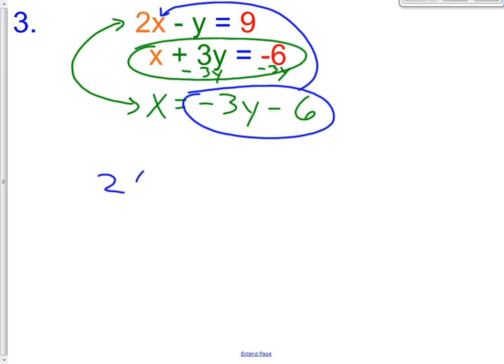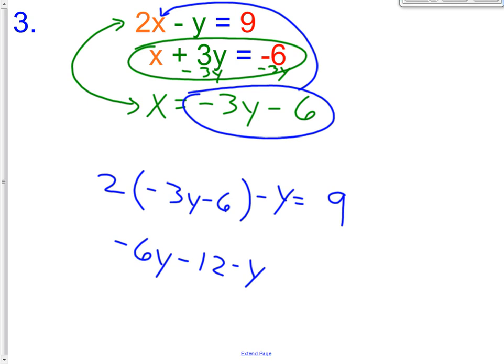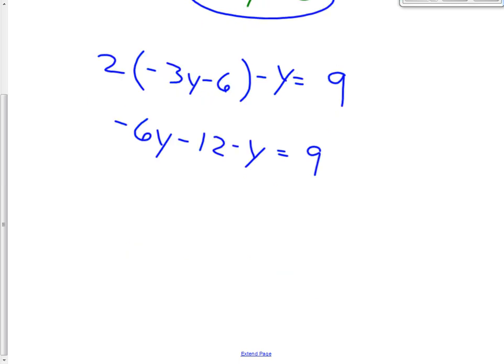So 2 times x, which x is now a negative 3y minus 6, minus a y equals 9. Distributing, a negative 6y minus 12 minus a y equals 9. Combine like terms, a negative 6y and a negative y make a negative 7y. Add 12, add 12. You would get 12 and 9, making 21. Divide both sides by a negative 7. Y equals a negative 3. So hopefully everyone got that. Y equals a negative 3.